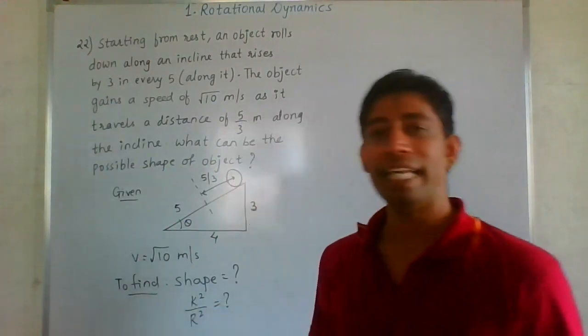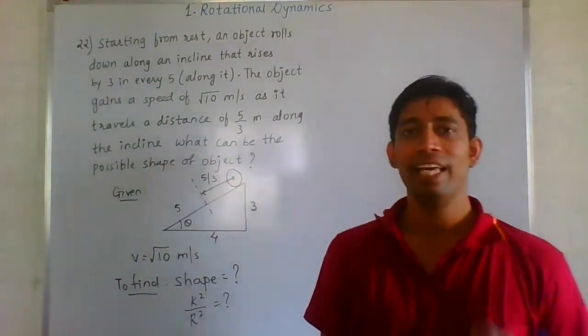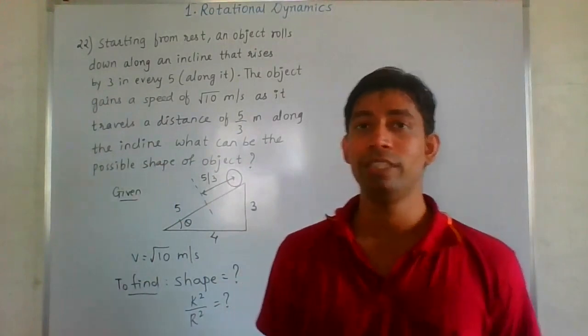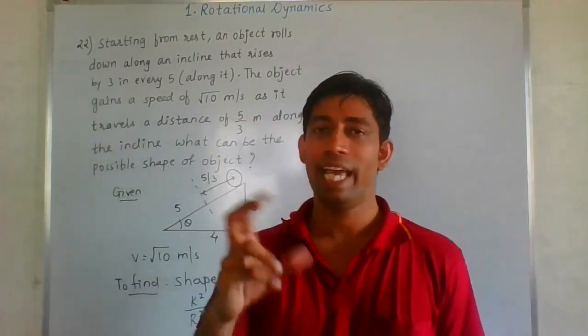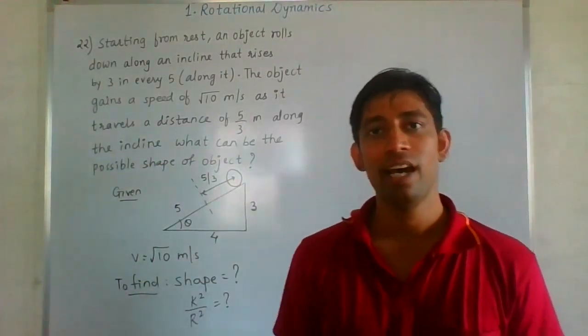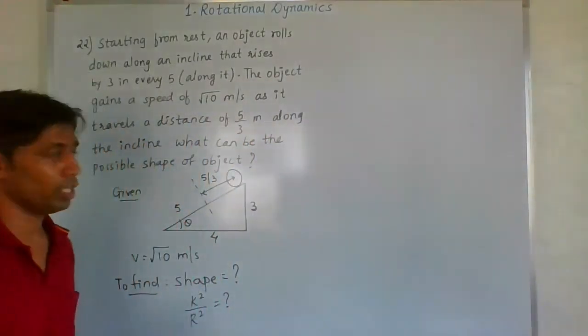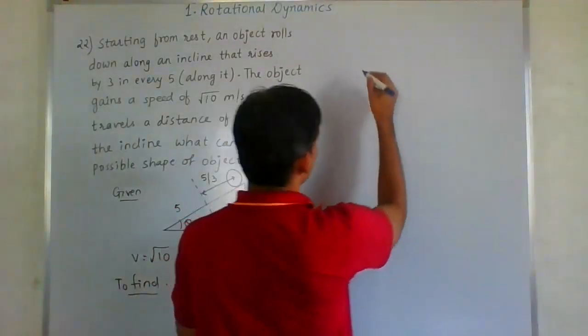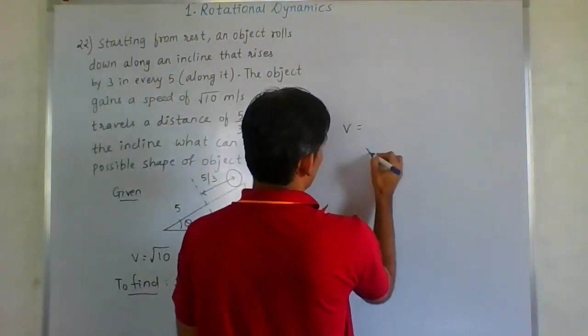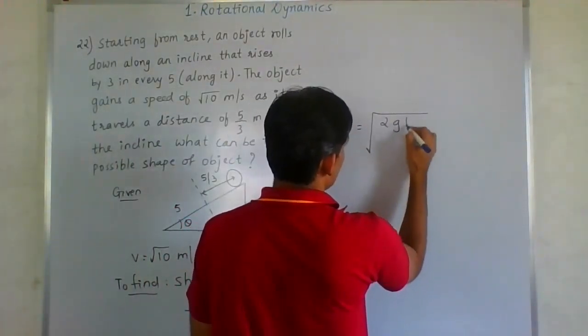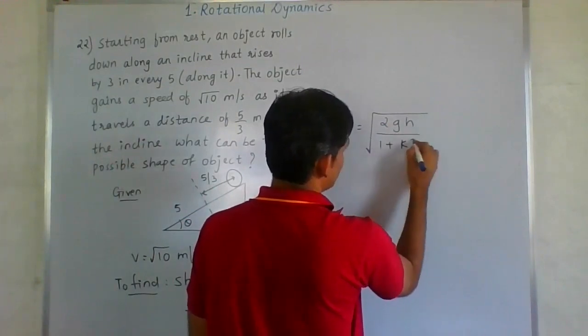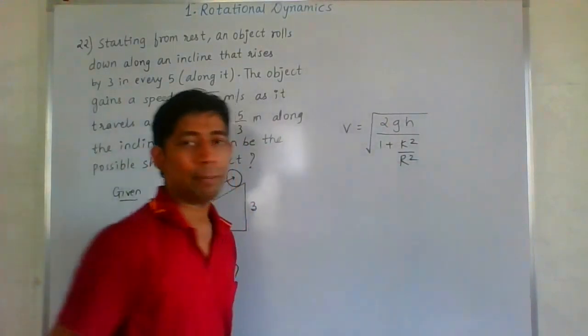If you have seen lecture number 13, I told you that from the values of k square by r square we can understand whether the object is a ring, a disc or a sphere. Okay? So let's try to understand how to solve this question. We know the formula for velocity. Velocity formula is root of 2gh (1 plus k square divided by r square).